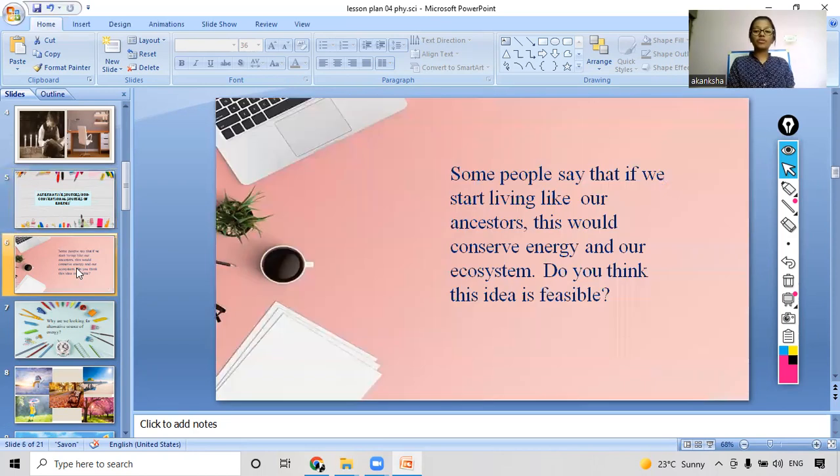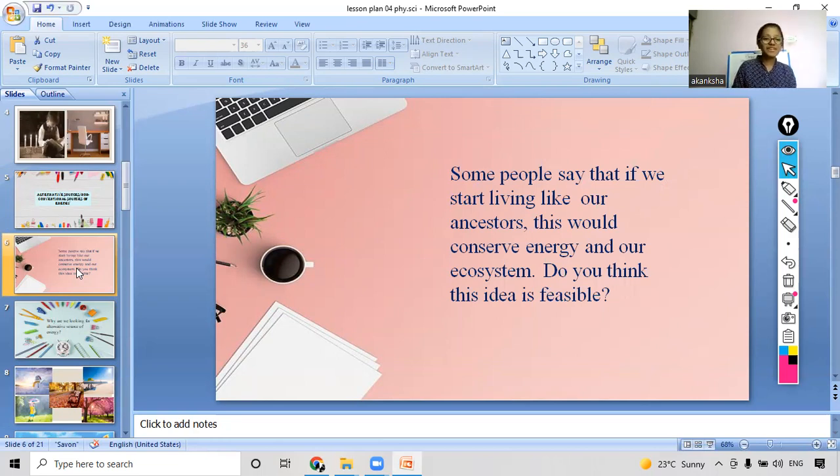Now we will move ahead and see some curiosity questions. The first question: some people say that if we start living like our ancestors, writing by hand, reading under a candle, and washing our clothes by hand, what will happen? Will it conserve energy and our ecosystem or not? Do you think this is a feasible idea?